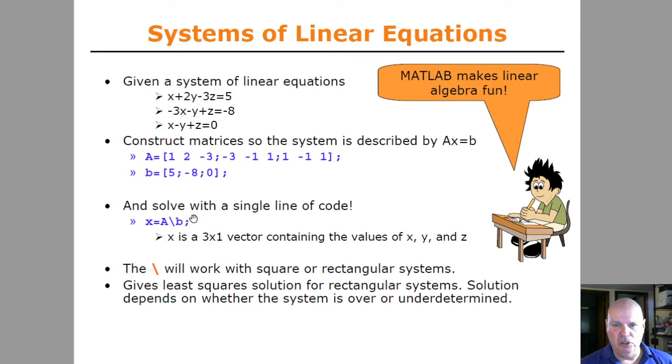A regular slash, a forward slash that we think of as a regular division sign, is right multiplication. So we could have another vector, forward slash, a matrix that would correspond to that vector being multiplied by the inverse of that matrix. Again, as long as the matrix is invertible, they're equivalent.